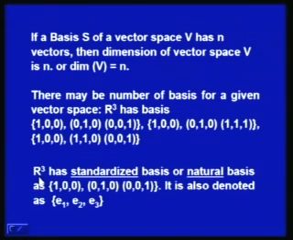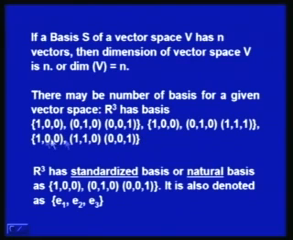So, out of these many bases, R3 has a standardized basis or a natural basis as (1, 0, 0), (0, 1, 0), (0, 0, 1). It is also denoted as E1, E2, E3. E1 is the vector in which the first component is 1, the rest of them are 0. E2 is the vector in which the second component is 1, others are 0. E3 has the third component 1. So, this is the natural basis for R3.